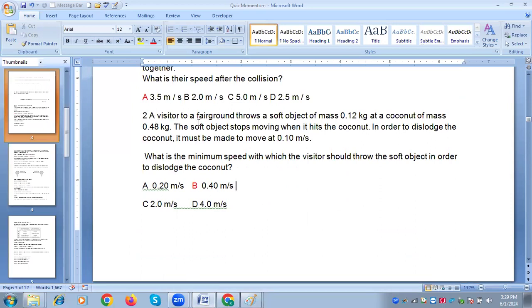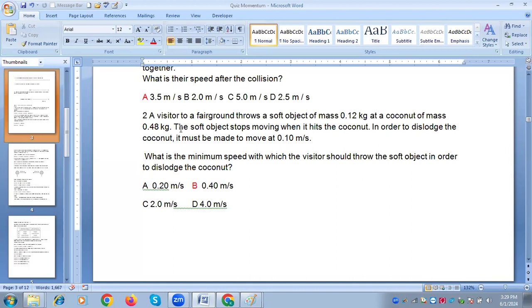Now second question. A visitor to a fairground throws a soft object of mass 0.12 kg at a coconut of mass 0.48 kg. The soft object stops moving when it hits the coconut. In order to dislodge the coconut, it must be made to move at a speed of 0.1 meter per second.